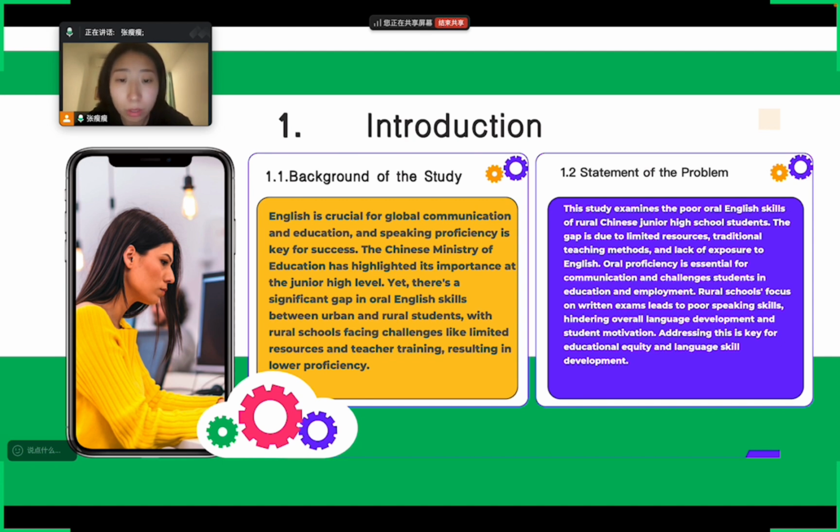Its causes include limited resources, traditional teaching, and little English exposure. Also, over-emphasizing written text hampers language development and motivation. Solving these matters greatly for education equity and language skill improvement.